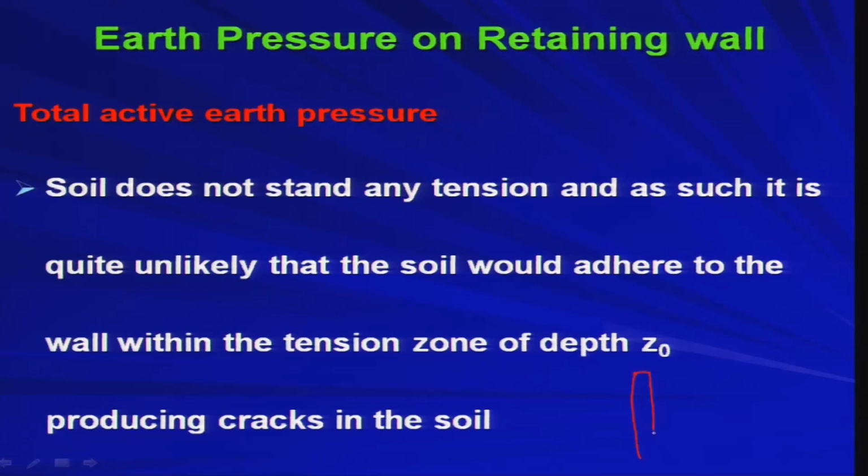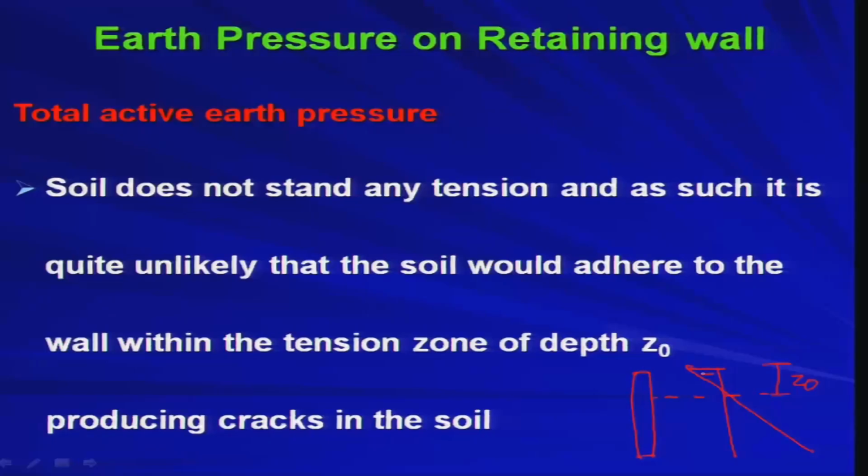Say you have the wall like this, and this is your Z0. So, within this depth 0 to Z0, basically you are getting tension, am I right? Soil is experiencing some tension. Now, soil cannot take care of any tension, agreed. So, that means the tension means it will try to adhere to the wall, which soil cannot do. Soil cannot produce this kind of adherence.